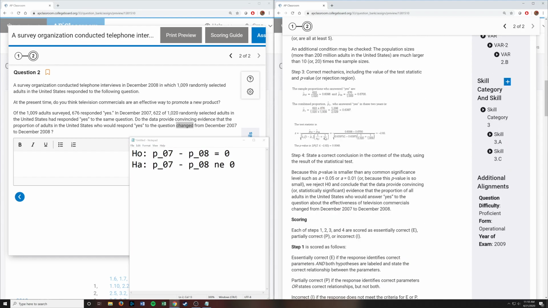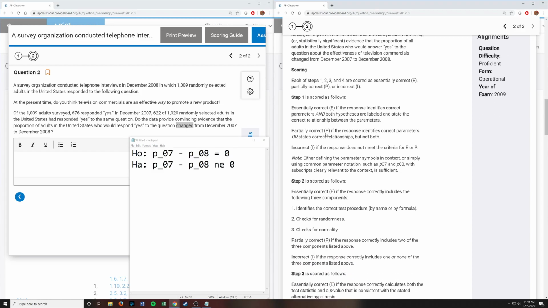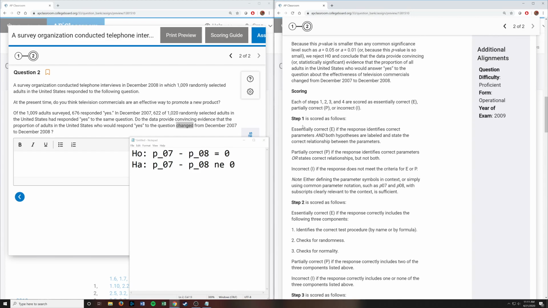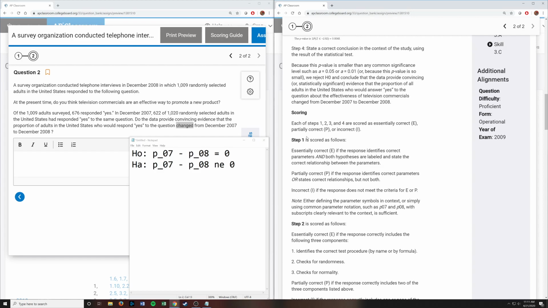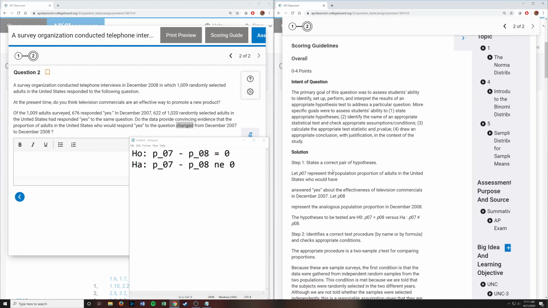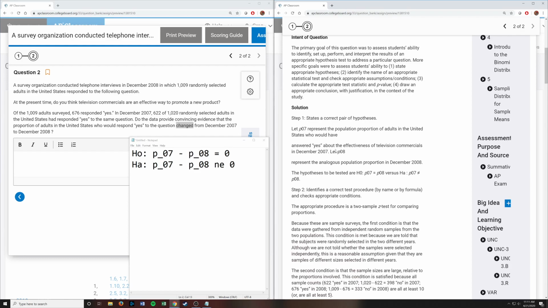So that's step 1. And the reason that they mention steps is because that's how it's scored. So there are 4 steps to this problem, and you can get an E, a P, or an I on all of them. And just writing the hypotheses and stating the parameters is the entire step. So for that step, it's essentially correct if you identify the correct parameters. Okay, the correct parameters. So that's these proportions.